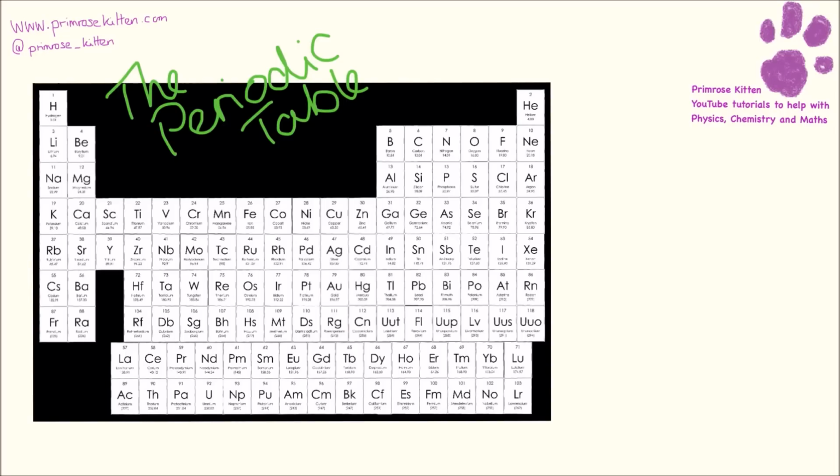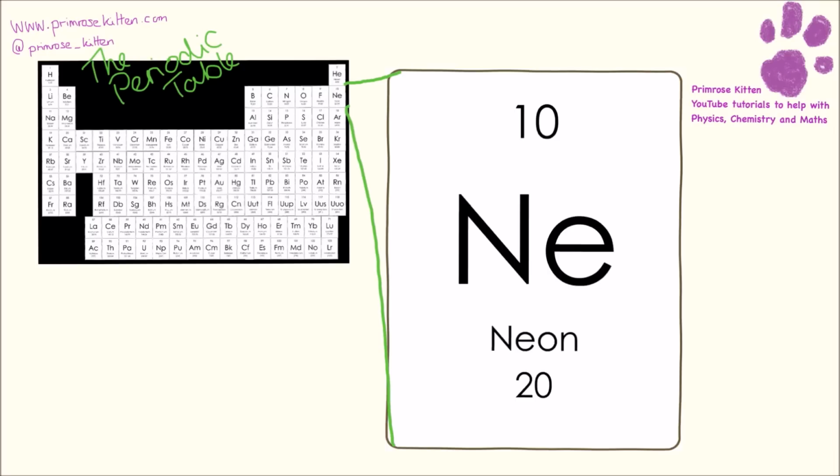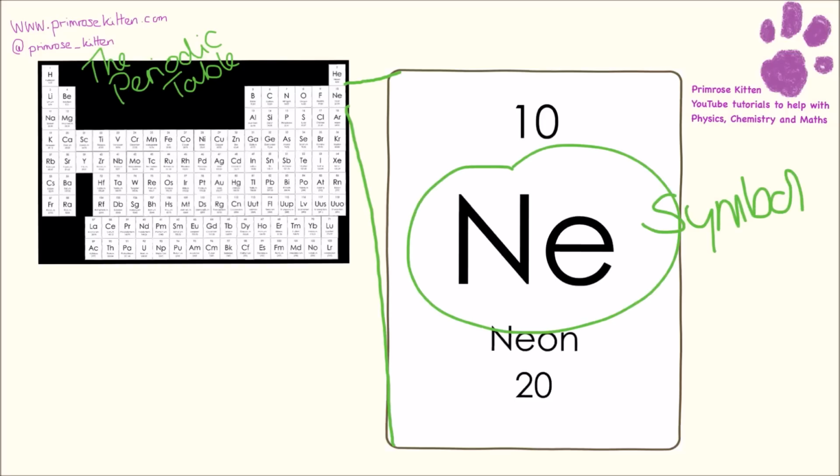Here is the periodic table, and your life is going to become much easier in chemistry if you understand lots and lots about the periodic table, because it tells us so much. If we look at one element from the periodic table, you'll see there's loads and loads of information. We have the symbol for the elements. Now, most of the time, this is related to the name, but not always. I'm just going to highlight W in here, which is tungsten.